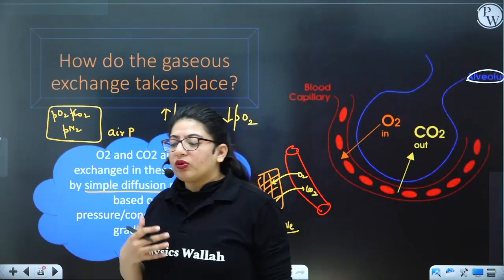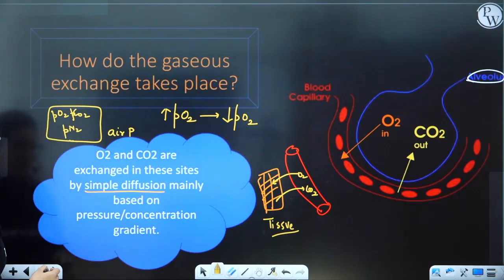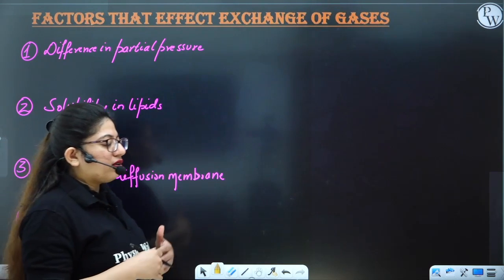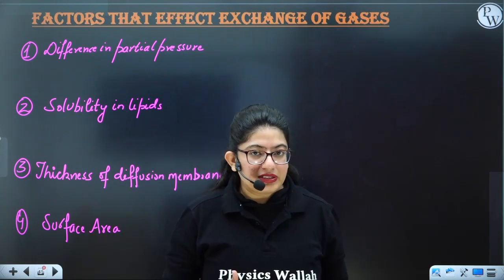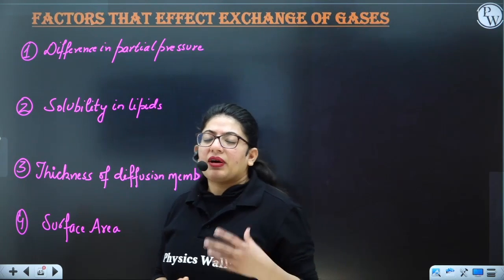When I'm talking about the capital P, it belongs to the entire air. Alright, so let's talk about it. What are the factors on which the exchange of gases takes place? Obviously, there must be some factors. That's why it's not happening, or some other factors.